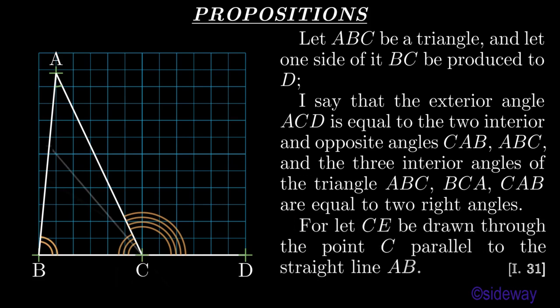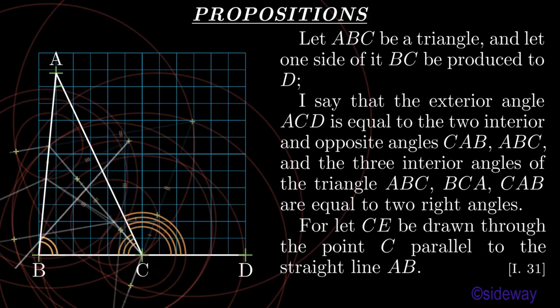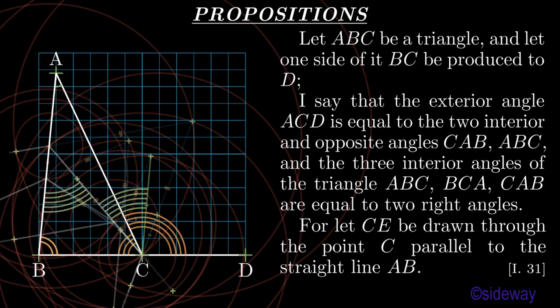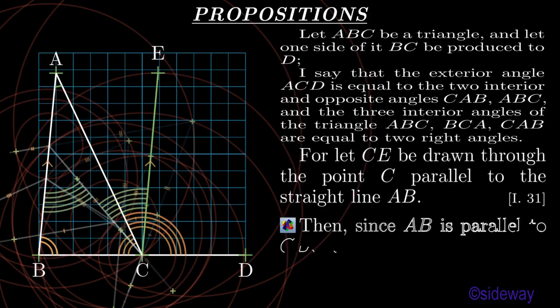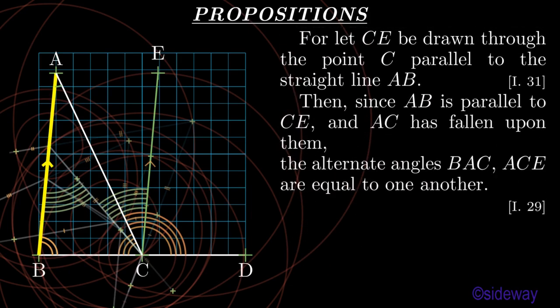Let CE be drawn through the point C, parallel to the straight line AB, by Book 1, Proposition 31. Then, since AB is parallel to CE, and AC has fallen upon them, the alternate angles BAC, ACE are equal to one another, by Book 1, Proposition 29.